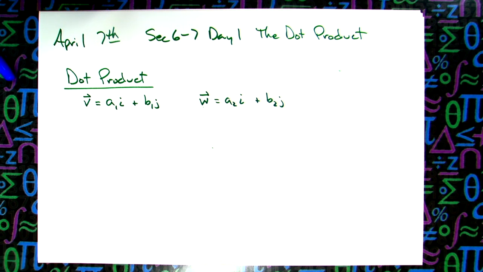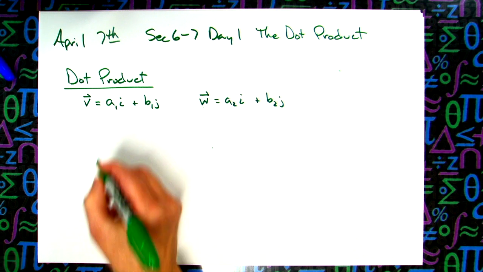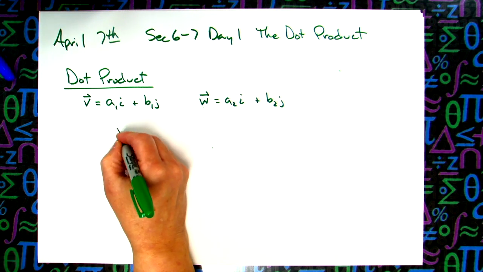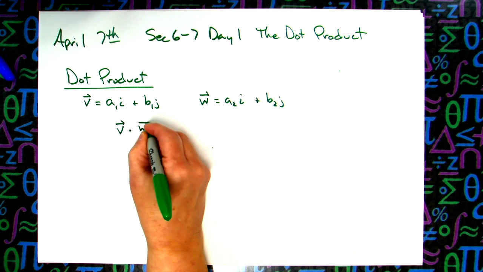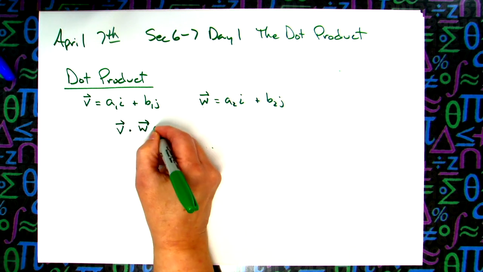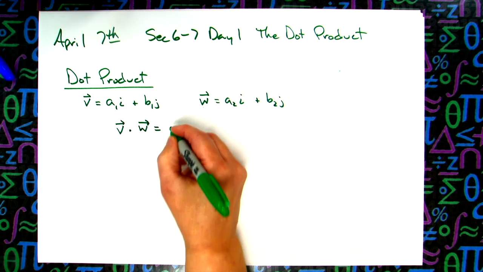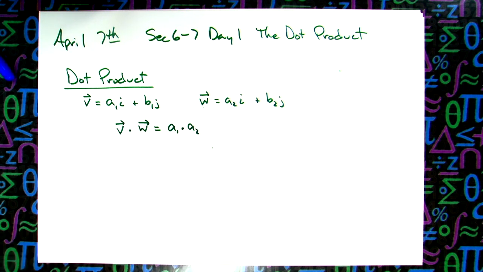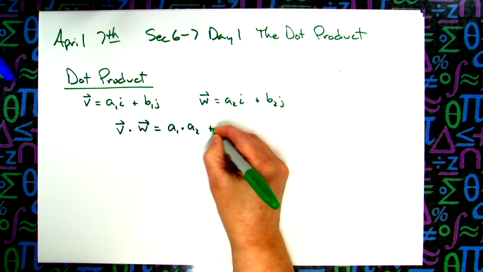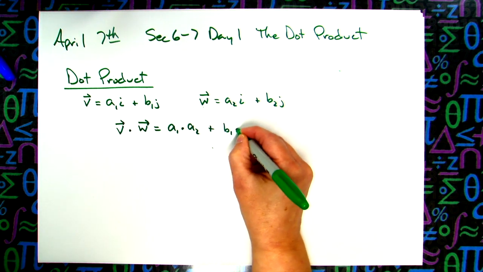Dot product means we multiply the vectors. So our formula, the v vector times the w vector, is going to equal whatever I get when I take a sub 1 times a sub 2. So I'm going to multiply those two numbers. I will add to that b sub 1 times b sub 2.